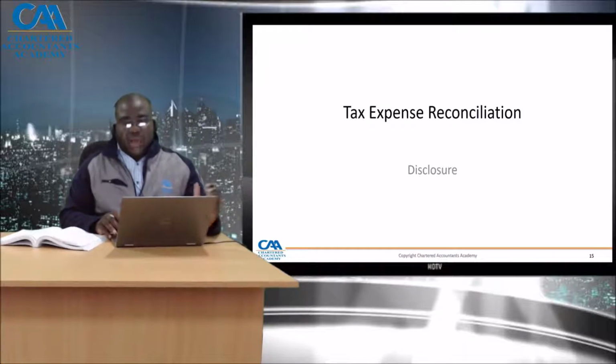There is a requirement under paragraph 81C that says there should be an explanation of the relationship between the tax expense or income and the accounting profit.